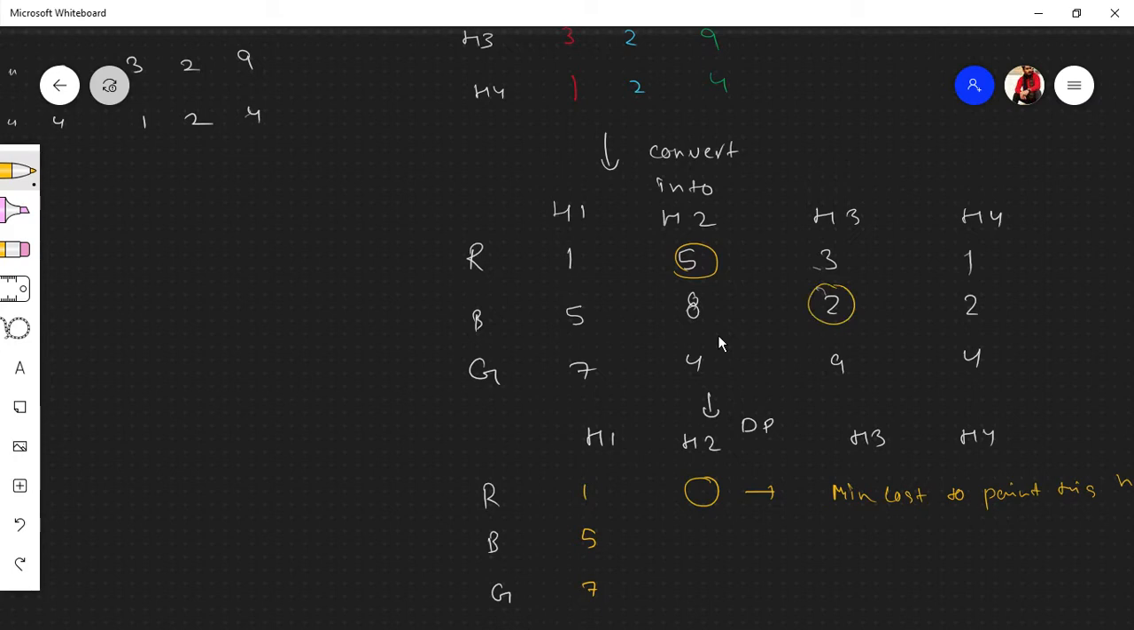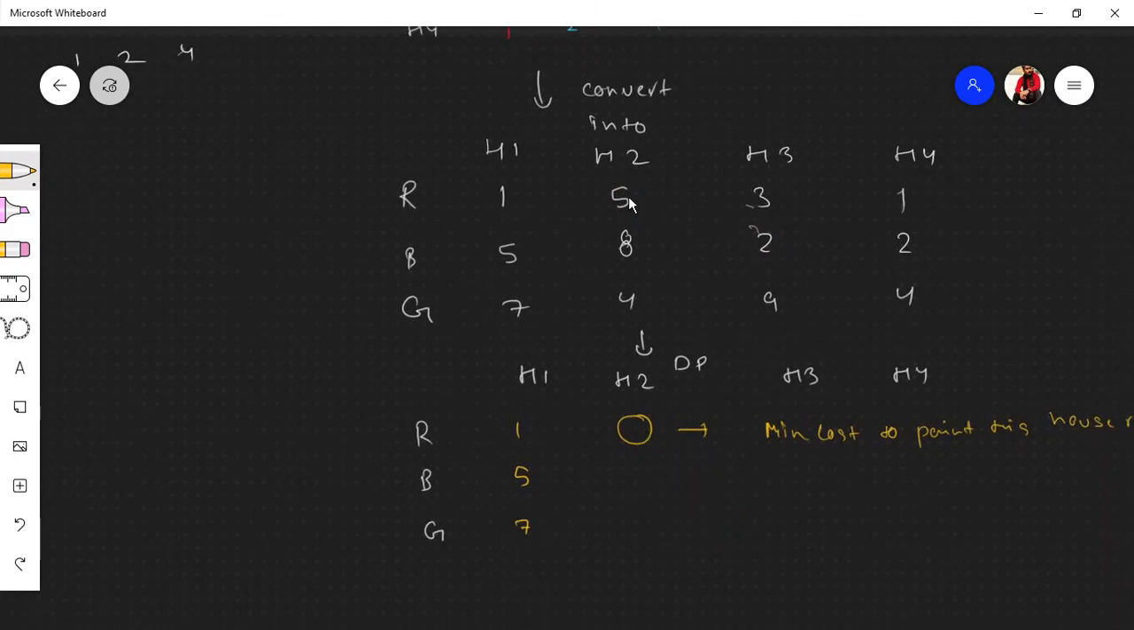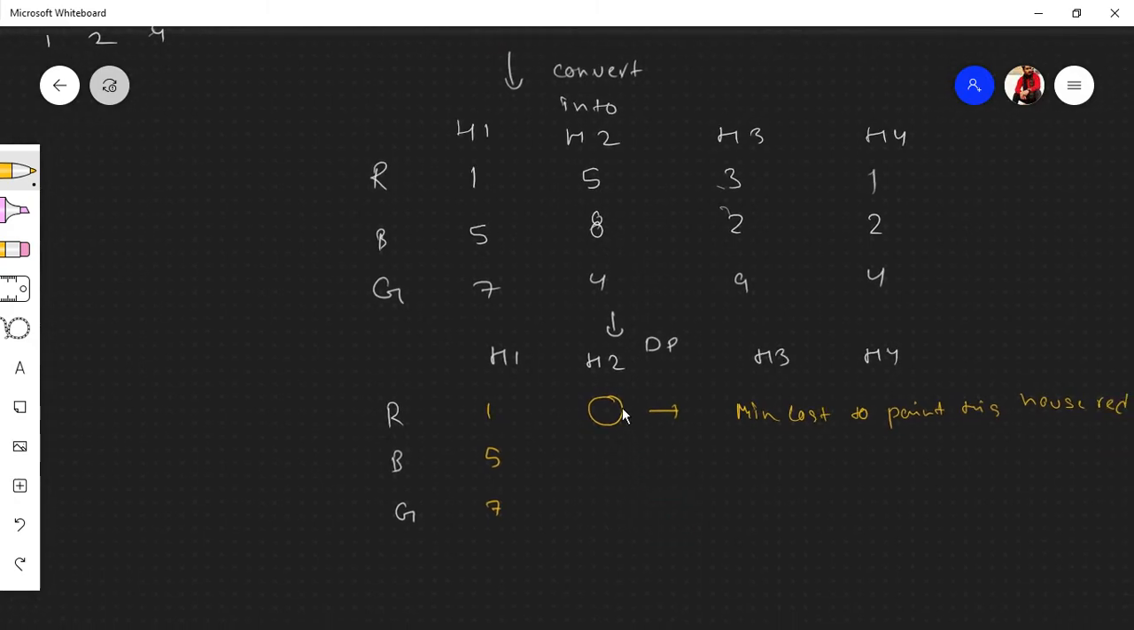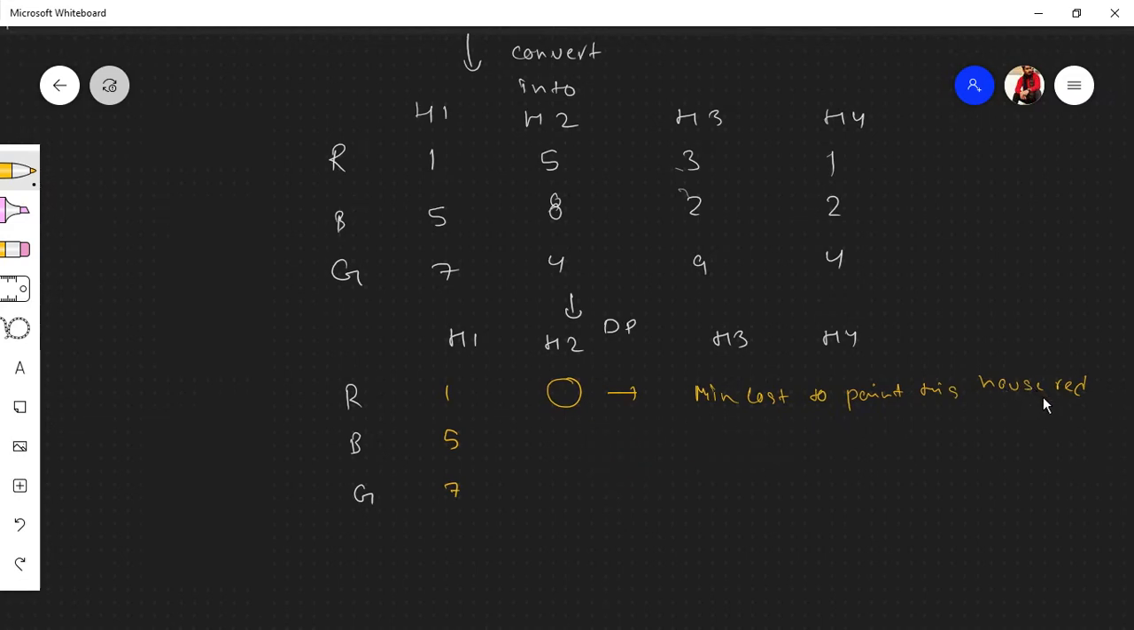each of these cells will have a meaning. What meaning will it have? This cell, for example, has the meaning of the minimum cost to paint this house red. Just remember, the minimum cost to paint this house red will be stored here. And one more thing, two adjacent houses cannot be colored the same. So the minimum cost to paint this house red, keeping our condition that two houses cannot be painted red. So I'll just calculate the cost here.